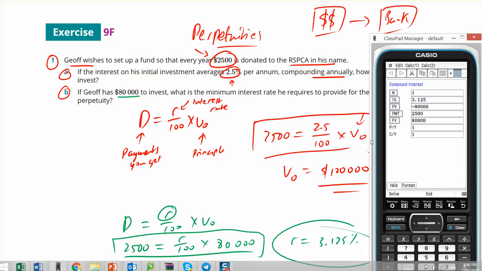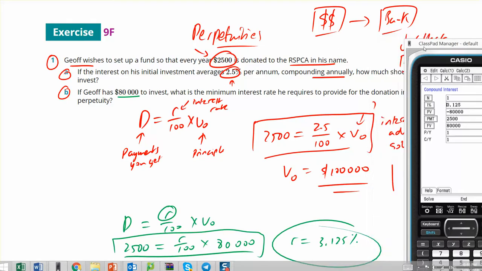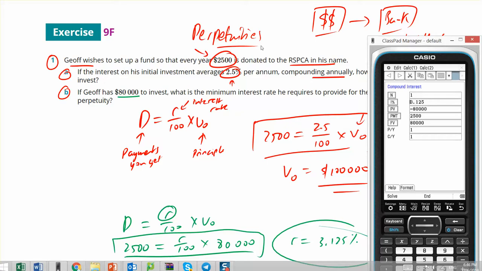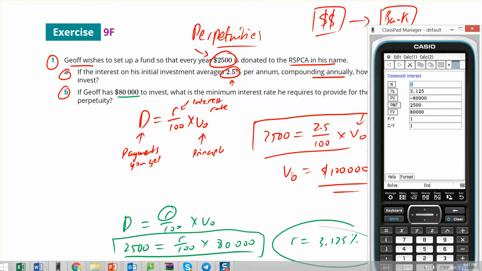So if you're given the initial principal and the amount of payment and you're just trying to solve the interest rate, you can actually work out your interest rate with Financial Solver. It's up to you. I personally find the formula easier because I know what I'm subbing in. Financial Solver is a bit more complicated because you need to remember that your N equals 1. But as long as you're confident in how you do it, both methods are fine. So hopefully this helps.